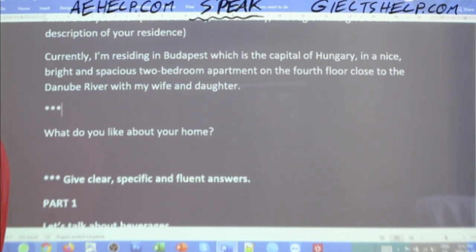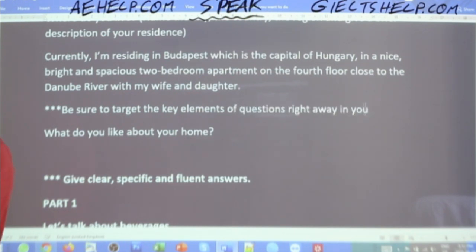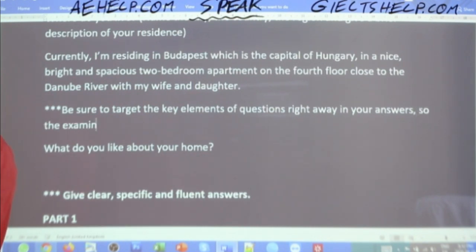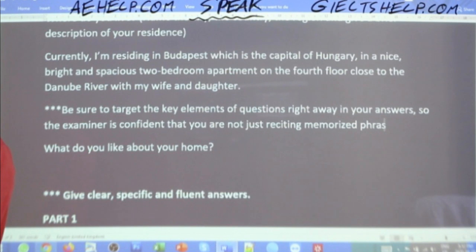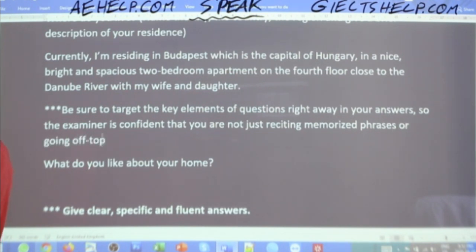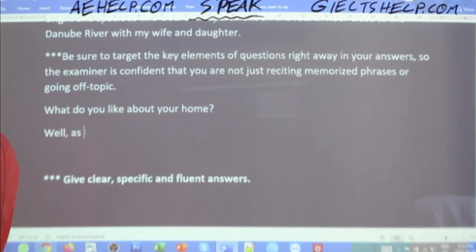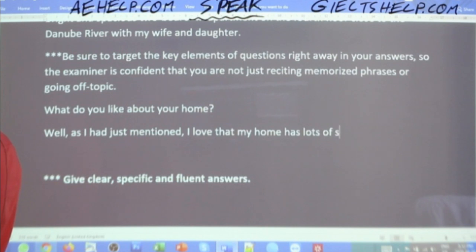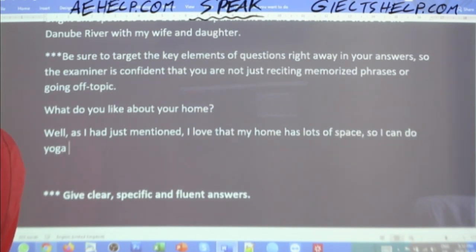So here's my tip, and I'll look at a few more, of course. So be sure to target the key elements of questions right away in your answers, so the examiner is confident that you are not just reciting memorized phrases or going off topic. Is that clear? So here, the question is, what do you like about your home? Well, as I had just mentioned, I love that my home has lots of space, so I can do yoga and practice dance with my wife in the living room.